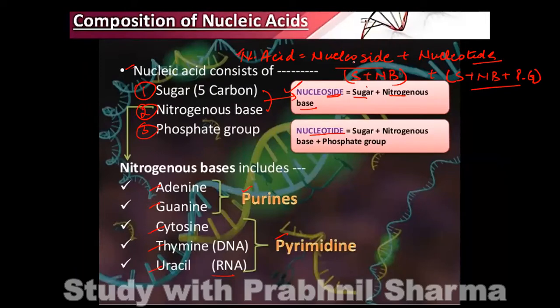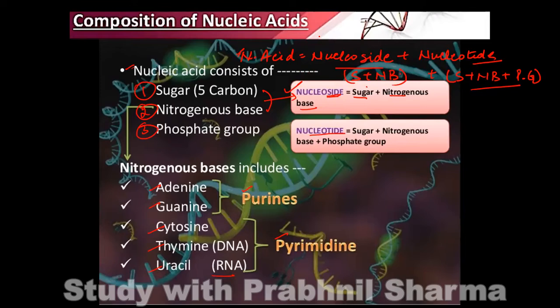Now nucleic acid consists of two things: nucleoside plus nucleotide. Nucleoside means sugar plus nitrogenous base, and nucleotide means sugar plus nitrogenous base plus phosphate group. If in a nucleoside you add a phosphate group, it will become a nucleotide, and these combine together and form a nucleic acid. Got it?